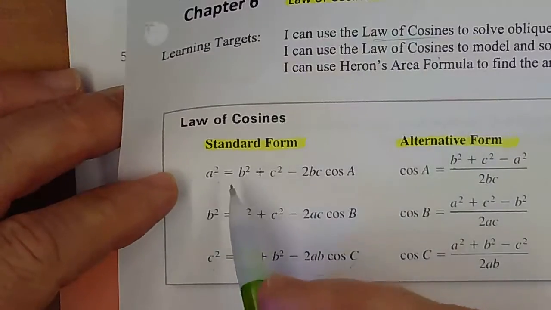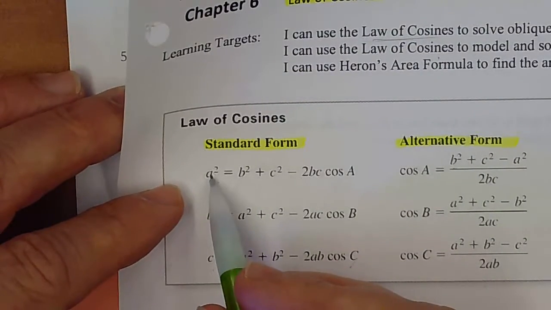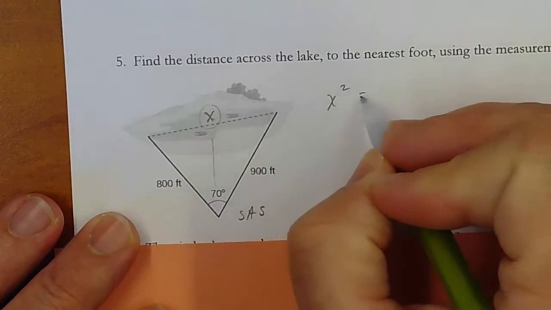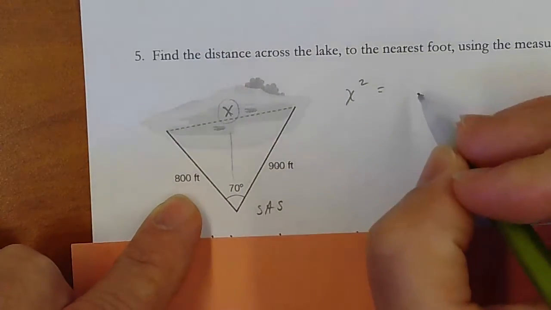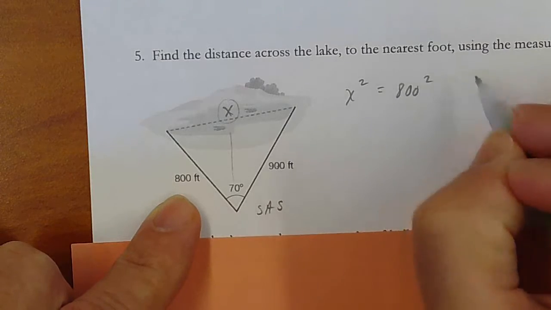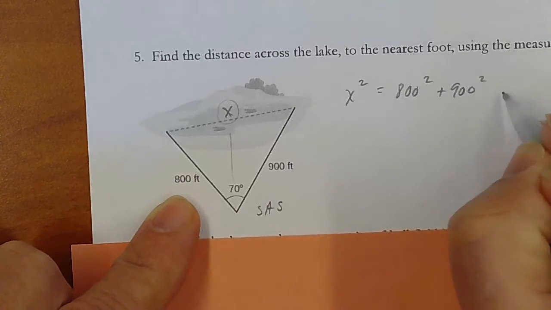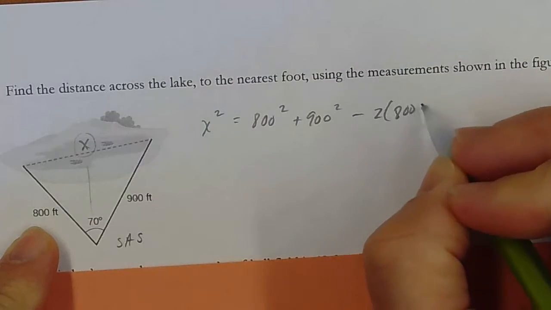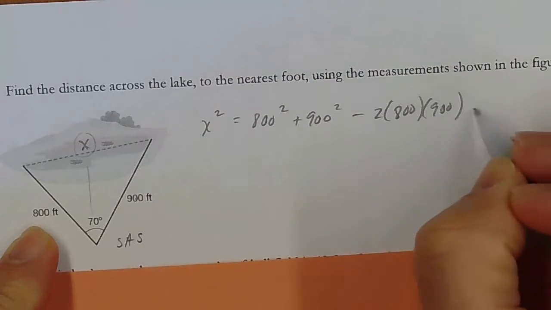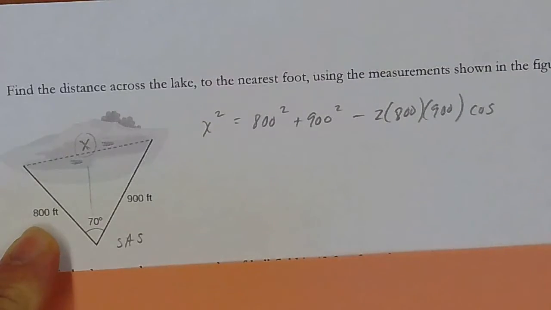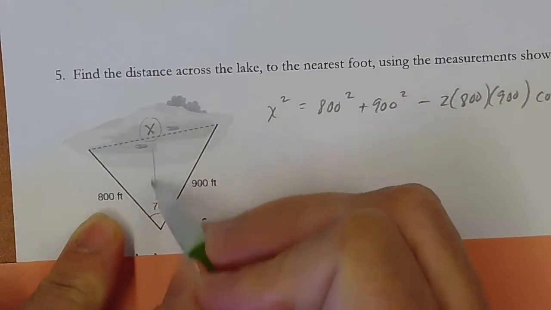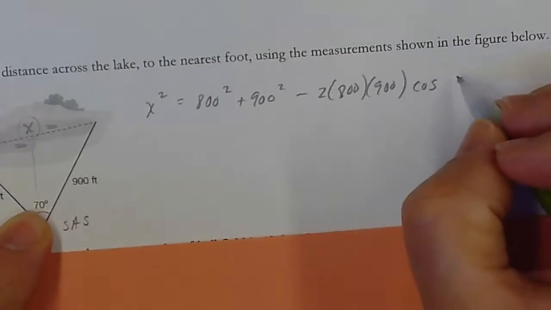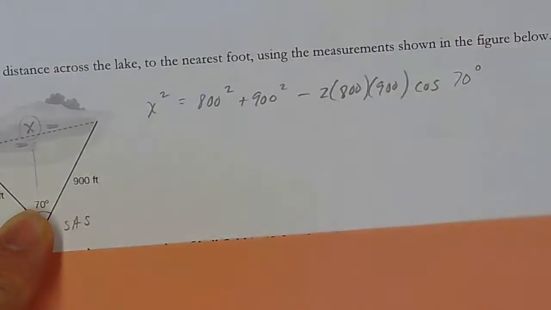So I know we call it X, but I could call it A if it helps you out. So we're going to say X squared equals the other 2 sides squared and added together. So 800 squared plus 900 squared minus 2 times the product of those 2 sides, 800, 900, and times the cosine of the angle across from the side that you started writing this with. So cosine 70 degrees, okay?